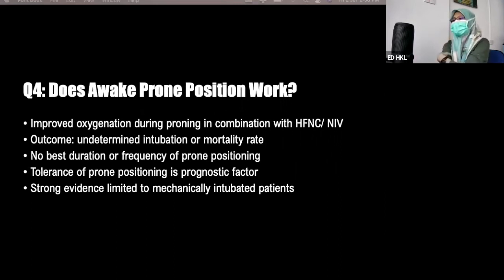The outcome, we are not sure about the intubation and mortality rate. Based on studies and a literature review, there is no best duration or frequency of prone position. Tolerance is very important. If the patient can tolerate prone positioning for a long time, just allow it. Strong evidence is limited to mechanically ventilated patients, like this morning. The evidence comes from mechanically ventilated patients.